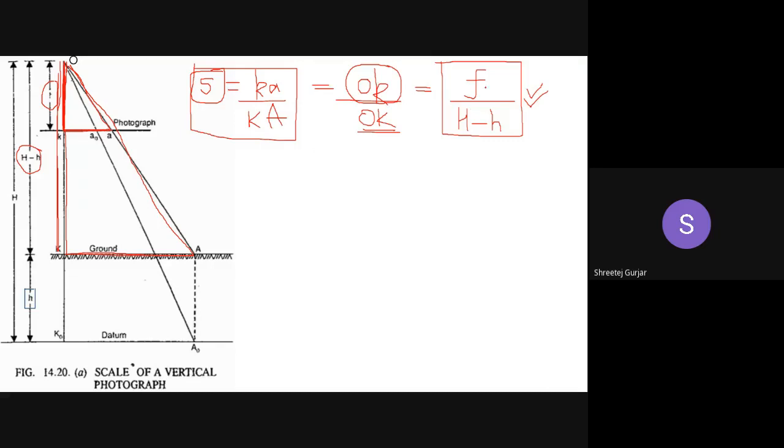So what is f? F is the focal length of the camera. What is capital H? Capital H is the height of the exposure station from the mean sea level or from the datum. And what is small h? The height of the ground, or height of the points on the ground, above the datum line. If you know these three things, you can easily calculate the scale of a vertical photograph. So I hope this is clear. Very easy, no problem. Only one step. Only similar triangles you have to apply, and you get these particular things. The main thing is, if you know how to draw this diagram and you know the definition of scale, you can easily derive this.